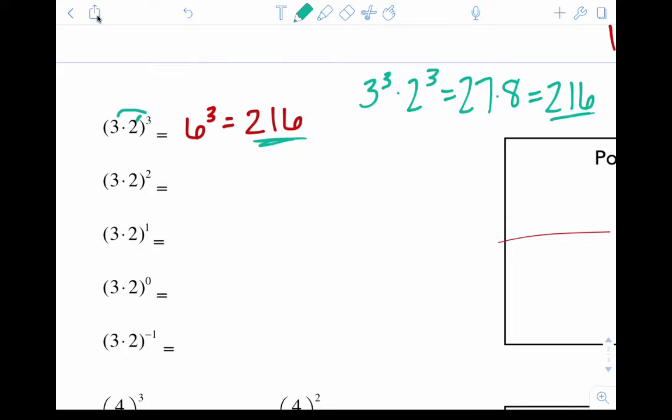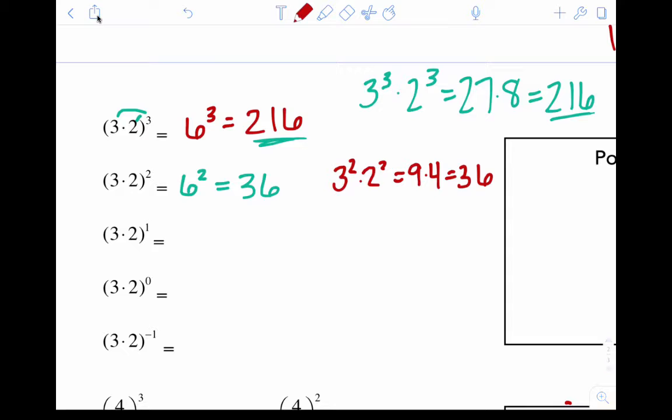Let's see if that pattern continues. So this next one I have 3 times 2 quantity squared. So I'm once again going to multiply that 3 times 2 to get 6. 6 squared is 36. If I were to distribute that power of 2, I would get 3 squared times 2 squared, which is 9 times 4, which is 36. So it still works.